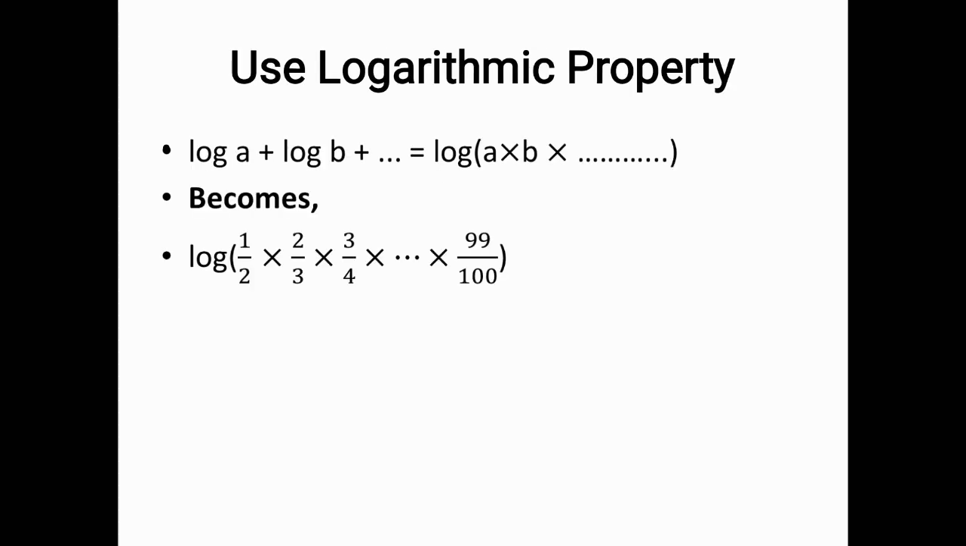Using the logarithmic property, logarithm of a plus logarithm of b plus logarithm of c is equal to logarithm of a times b times c. You only have to multiply those given coefficients. Then this implies that in the given expression you have logarithm of 1 over 2 times 2 over 3 times 3 over 4 times up to 99 over 100.